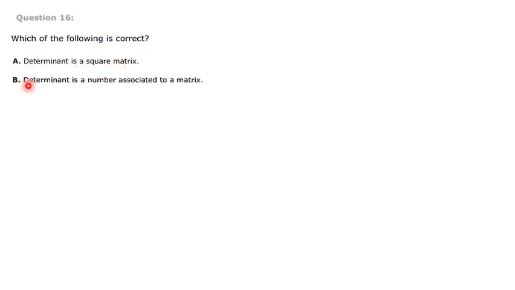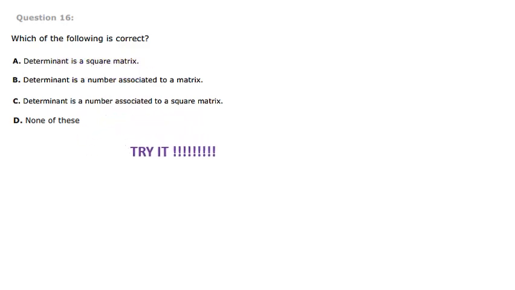Question number 16. Which of the following is correct? Four options are there. Determinant is a square matrix. Determinant is a number associated to a matrix. Determinant is a number associated to a square matrix. None of these. So you have to go through the definitions of determinant and please find out the answer. Do it as homework.